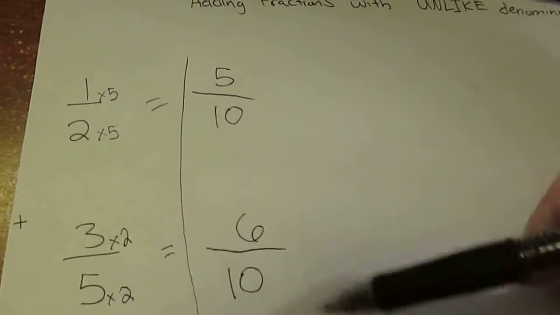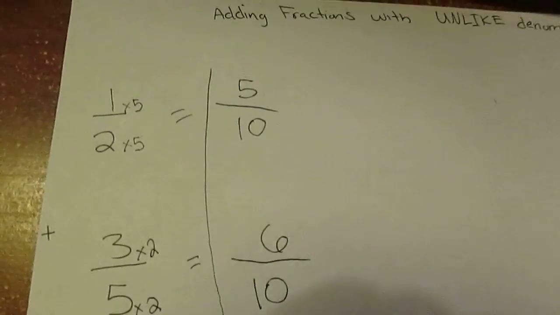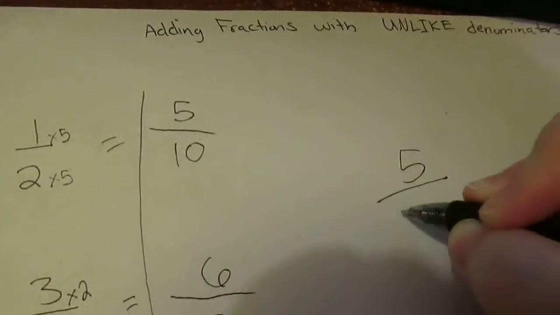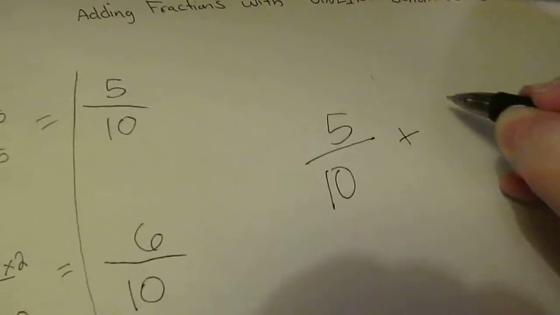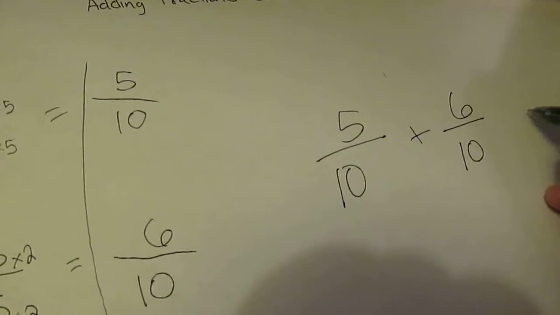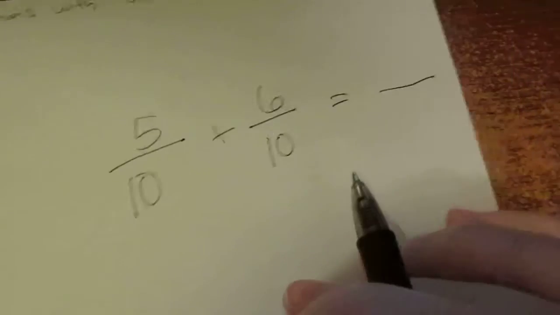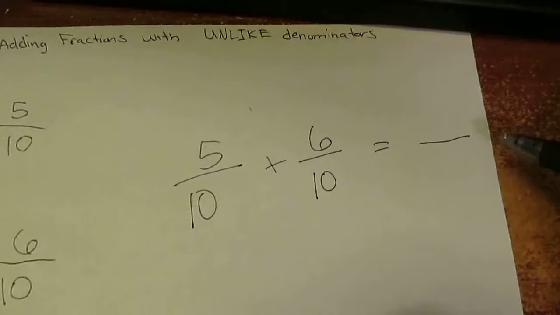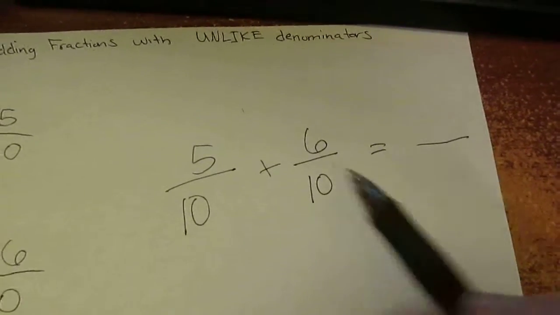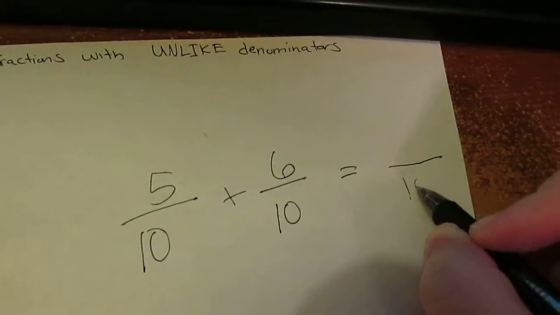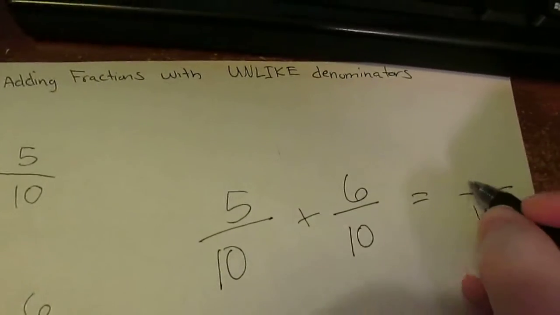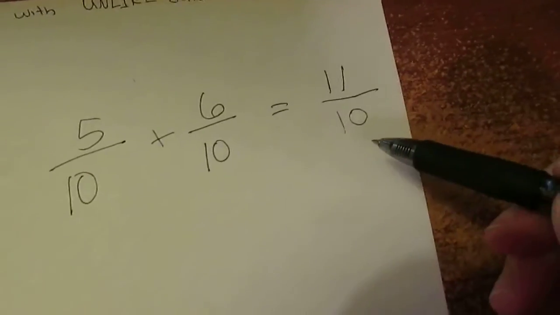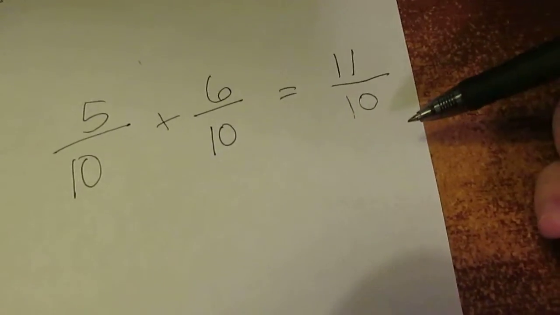And the way we add these two together is the same way that we add any fractions with like denominators together. We do it horizontally. So 5/10 plus 6/10 equals, with like denominators now, we know that the denominator is going to be the same, 10. And now we simply just add across. 5 plus 6 equals 11. So our answer is 11 over 10.